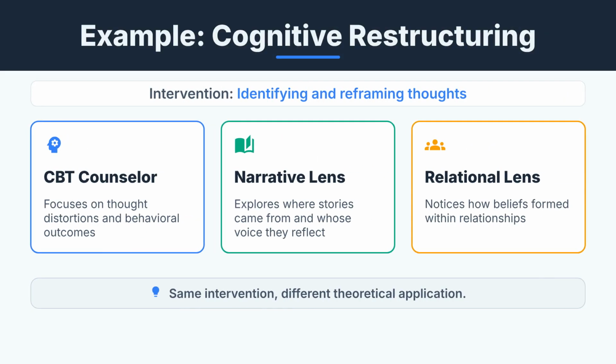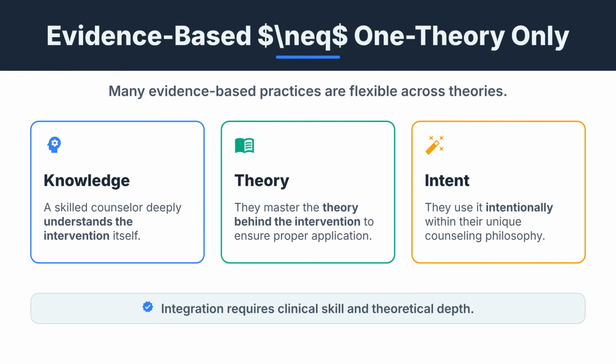Consider cognitive restructuring. A CBT counselor focuses on thought distortions. A narrative counselor explores where the stories came from. A relational counselor notices how beliefs formed within relationships. Same intervention, different theoretical application. Evidence-based does not mean one theory only. A skilled counselor deeply understands the intervention, masters the theory behind it, and uses it intentionally within their unique counseling philosophy. Integration requires clinical skill and theoretical depth.